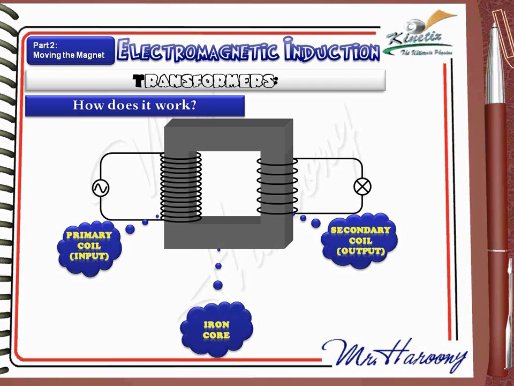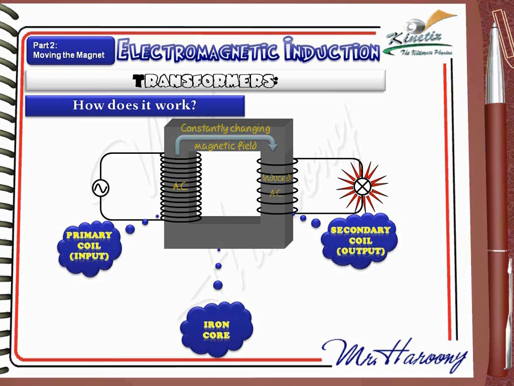When the primary coil is fed by the AC voltage, this causes a constantly changing magnetic field to be created in the core, which is transferred through the iron core from the primary to the secondary coil. When the secondary coil feels the changing magnetic field, an induced AC voltage is generated in the secondary coil, causing the bulb to light.